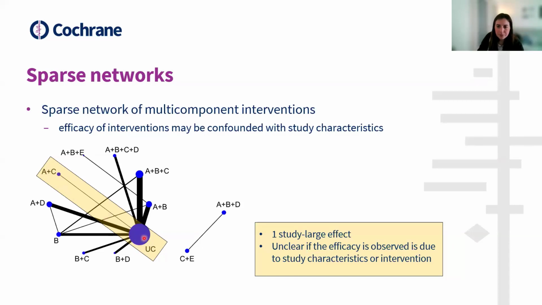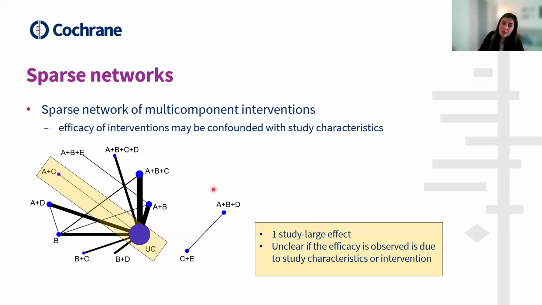And this study provides a very large effect. So when we conduct a network meta-analysis, the effect estimates that we will obtain will be based on this study. So if we have a large effect, then the treatment effect that we will obtain for this comparison will be large. But we don't know if the efficacy observed is due to study characteristics or the intervention itself.